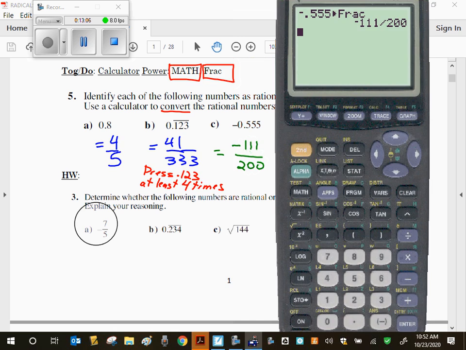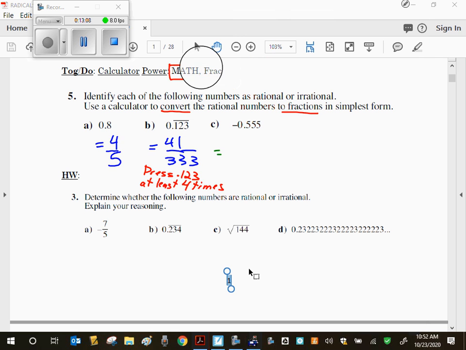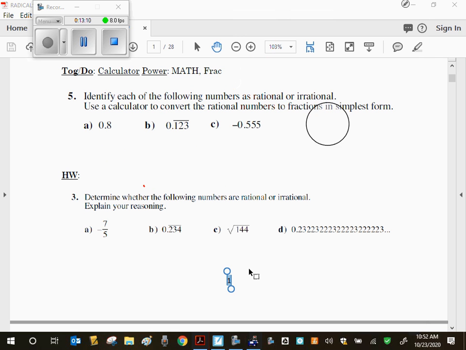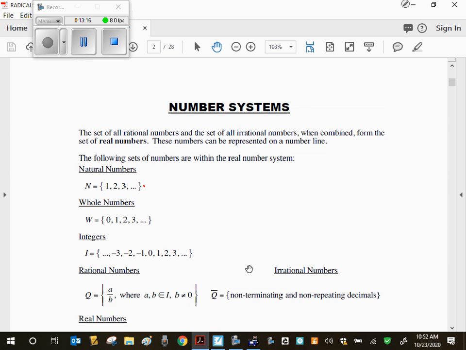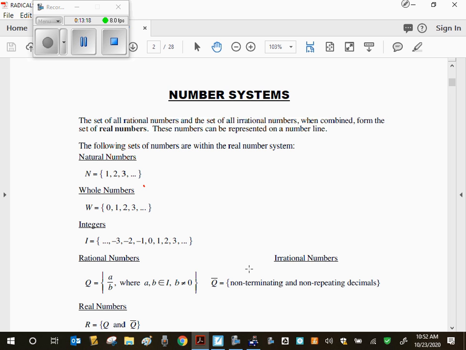Yeah, that one wasn't. Okay. Homework is just rational, irrational. Let's go to number systems.